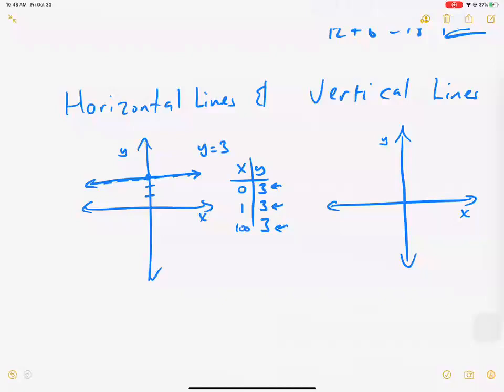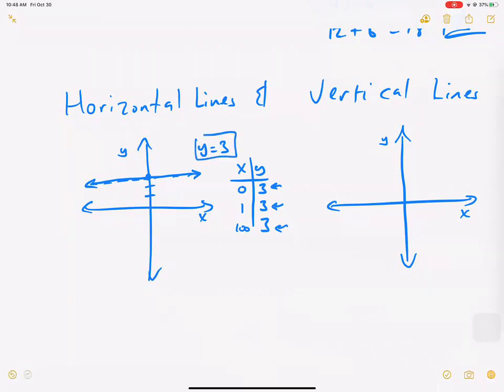This is a horizontal line. And this is where kids get confused. They get confused because isn't y a vertical value? You're right. Y is a vertical value. But it doesn't go in a vertical direction. If I say y is 1, 2, 3, see, y is changing. But is y equal to 3 changing? It's what we call a constant. No, y is not changing.